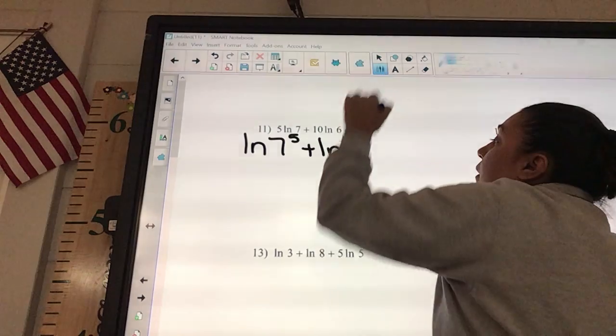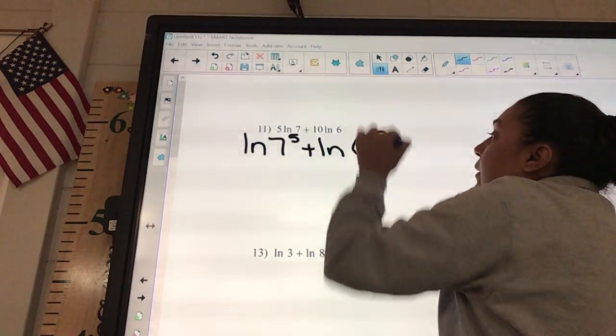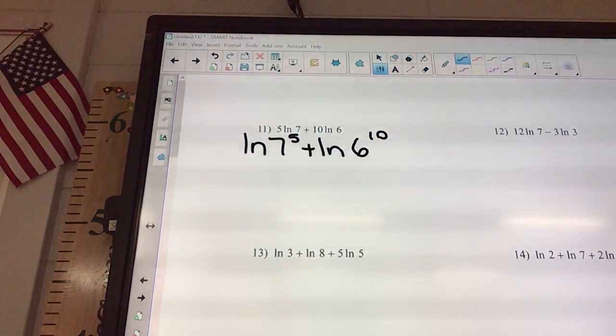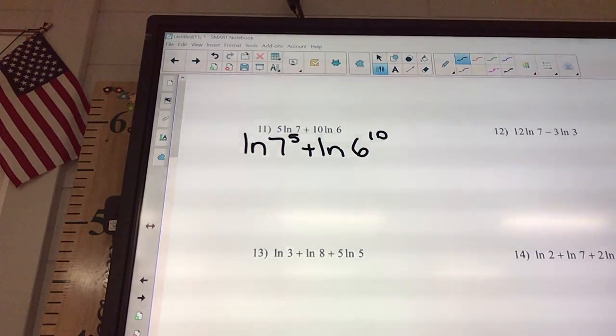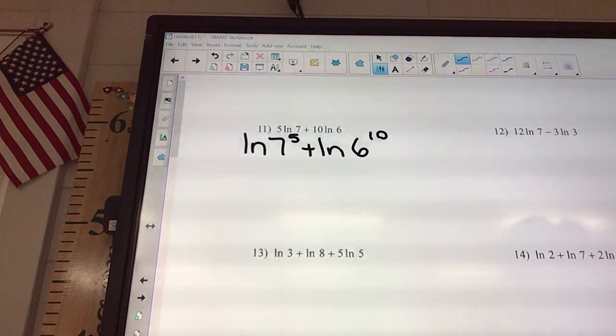Or the 10 to the 6th, 6 to the 10th. Then you solve it, and then you have... We're not solving. Solving means there's going to be an equal sign somewhere. Okay, now what does addition tell us to do? Add. Oh, so we have to bring them together. No, what does addition tell us to do?